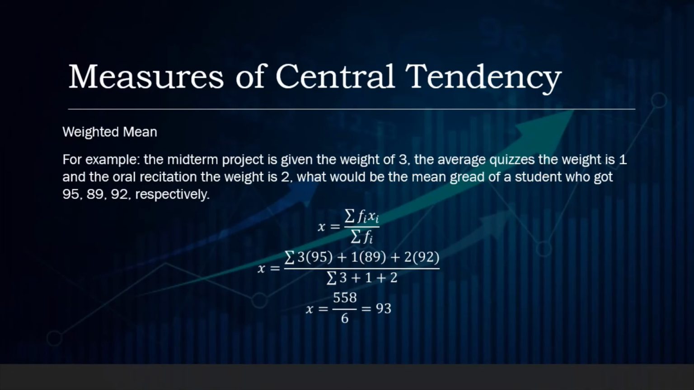Let's try to solve this problem. X equals summation of f sub i times x sub i divided by summation of f sub i. X equals summation of 3 times 95 plus 1 times 89 plus 2 times 92 divided by summation of 3 plus 1 plus 2. X equals 558 divided by 6 equals 93.